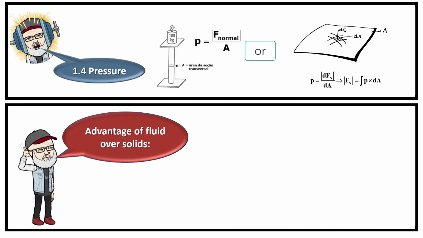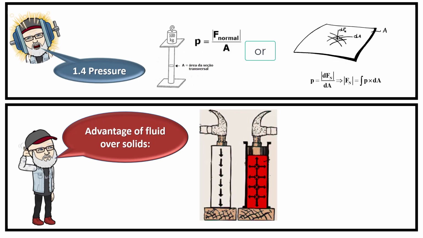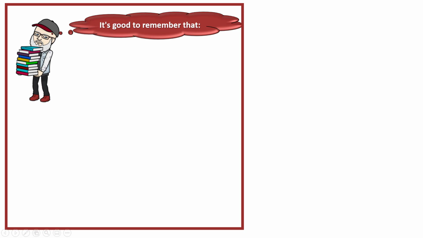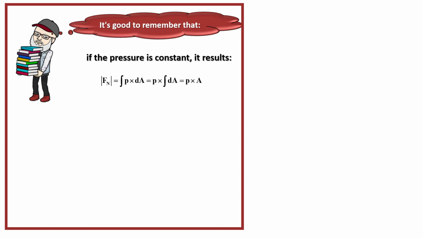Advantage of fluid over solids. The force applied to a solid maintains the original direction in which it is applied. In this case, we can only change this situation through gears, which can be subject to breakage. In fluid, the normal component creates pressure that propagates in all directions, and there is no risk of breakage. See figure. It's good to remember that if the pressure is constant, the modulus of the normal force is equal to the pressure times the area where it is applied.